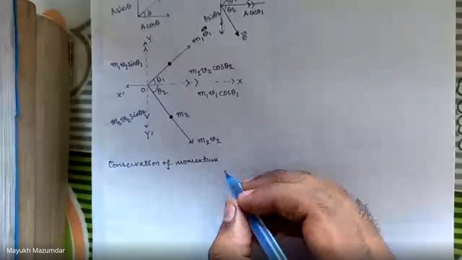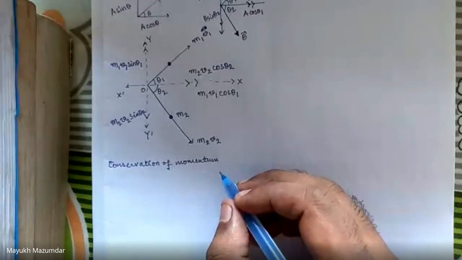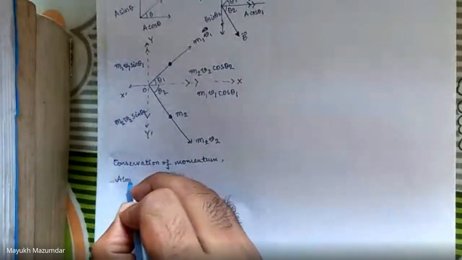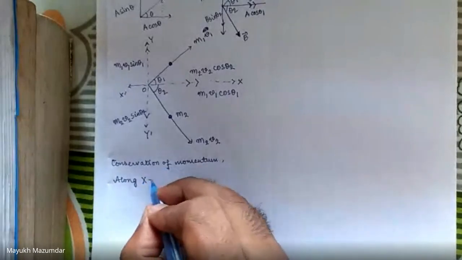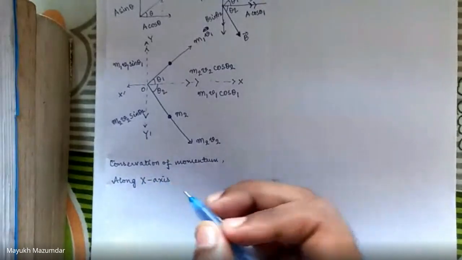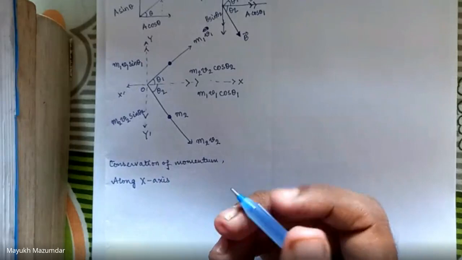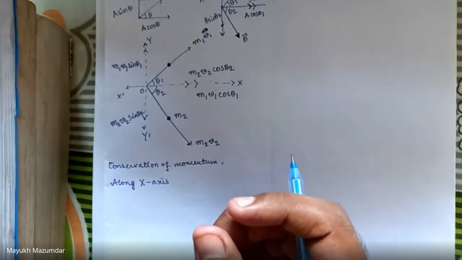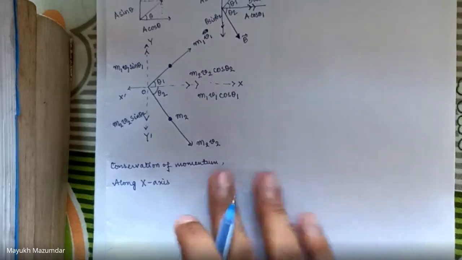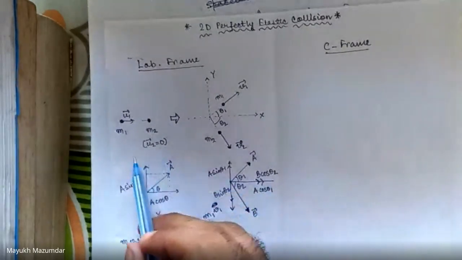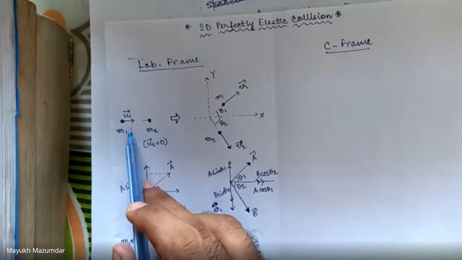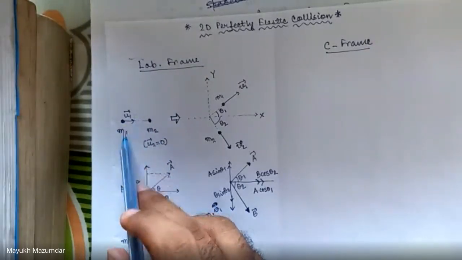But we have to go axis-wise. Conservation of momentum, first along the x-axis. What is the condition? Total linear momentum before collision is equal to total linear momentum after collision. So along the x-axis, what was the total linear momentum before collision? Only this particle was moving with a velocity. So what was the total momentum before? m1 u1.